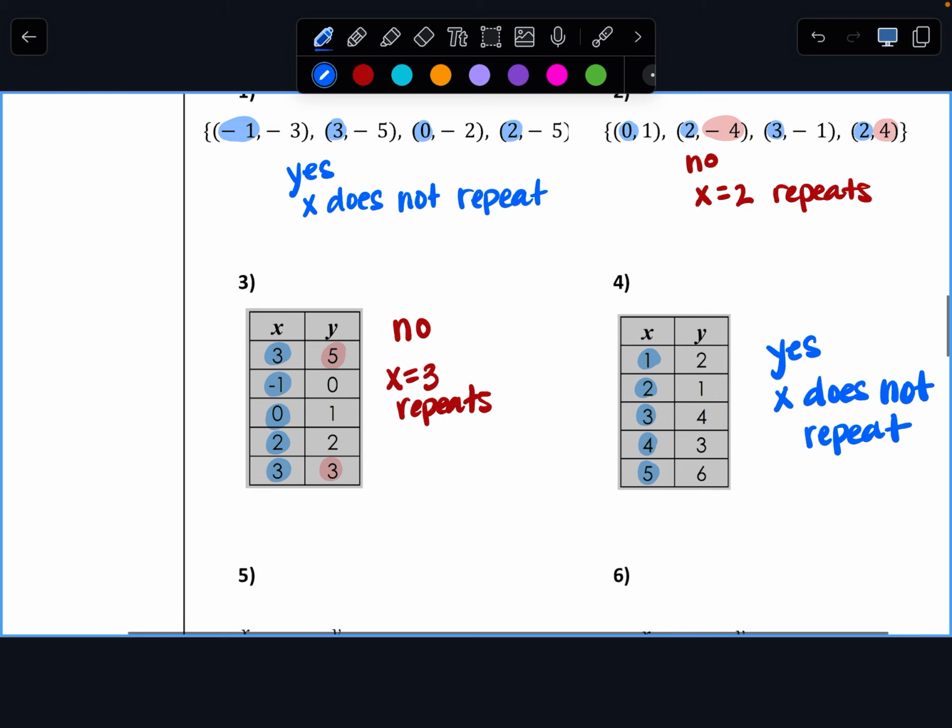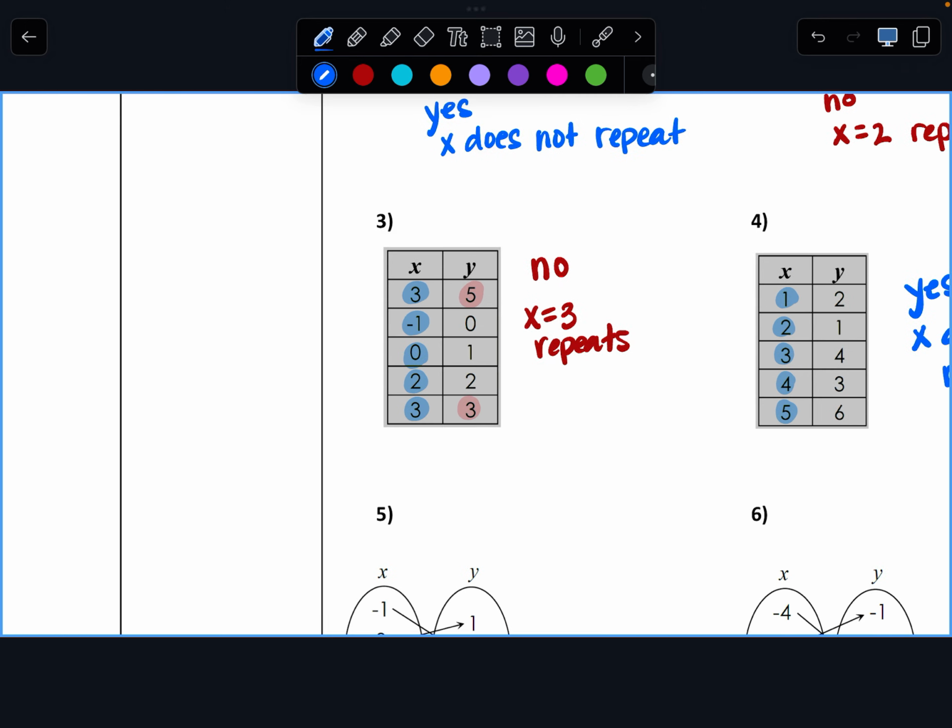Now, if I have a table where x repeats, but it has the same output, that is still a function. So let me just draw a little example over here of a table.